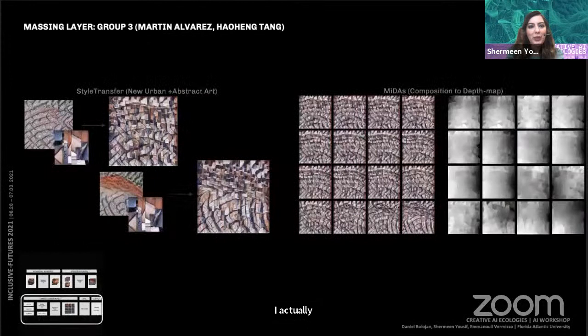Moving to what we did, the style transfer. I'm not a big fan of style transfer, but I think it was really successful here in terms of using certain aesthetics from abstract art to inform the composition or the structural aspect of these urban or fake urban images. And then they used a depth map to inform certain three-dimensional aspects. And this is the 3D attempt.